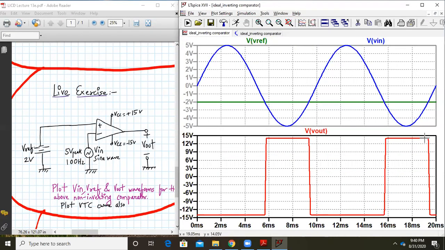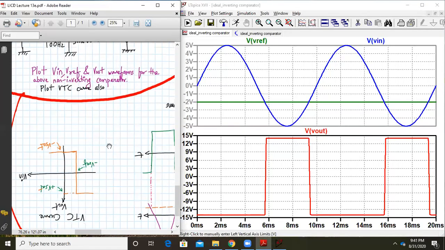So whatever you predicted, is it as it is? Just cross check. Whenever V in is greater than V reference, output is at minus VSAT. And whenever V in is less than V reference, the output is at positive saturation level, and whenever it is greater, it is at negative saturation level. So these are my expected waveforms, and this is reverse, that is your VTC curve.